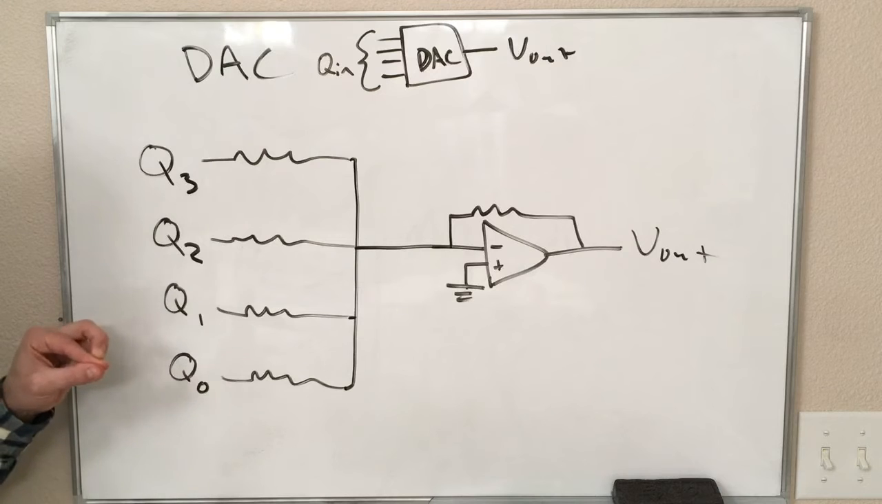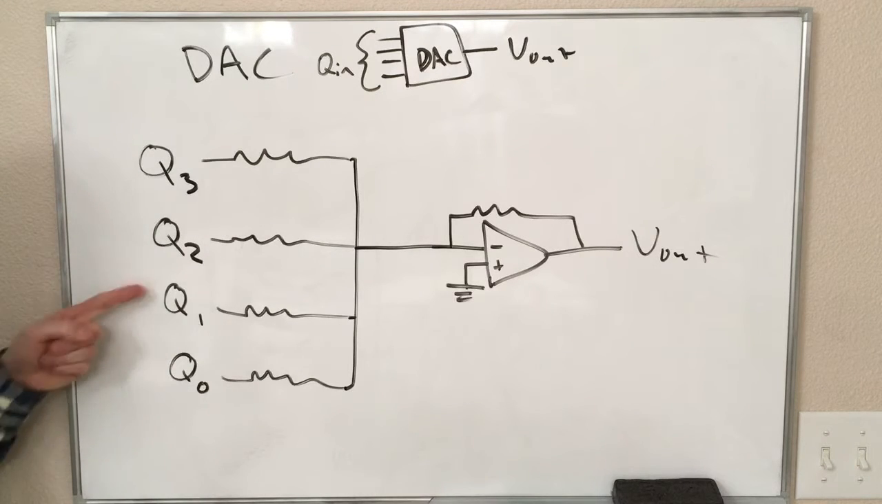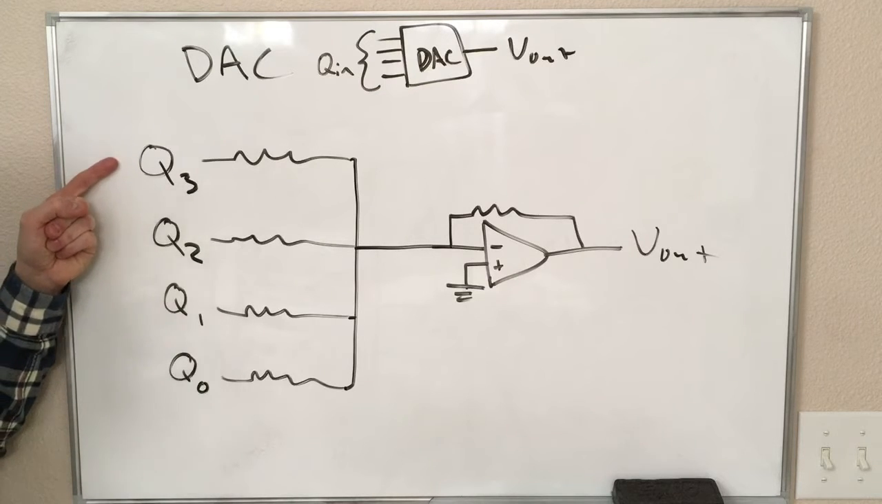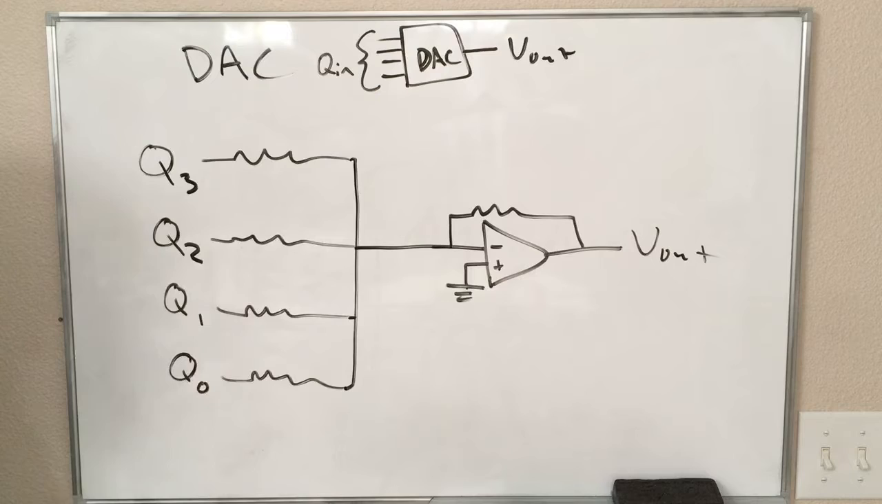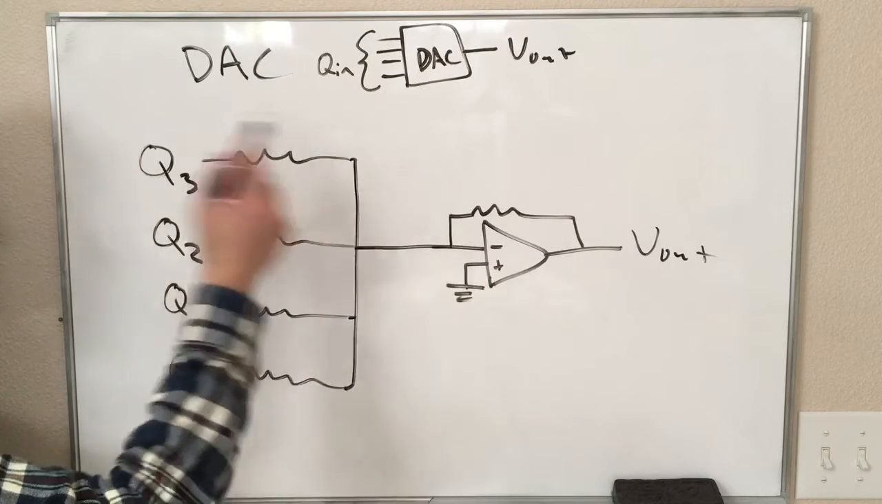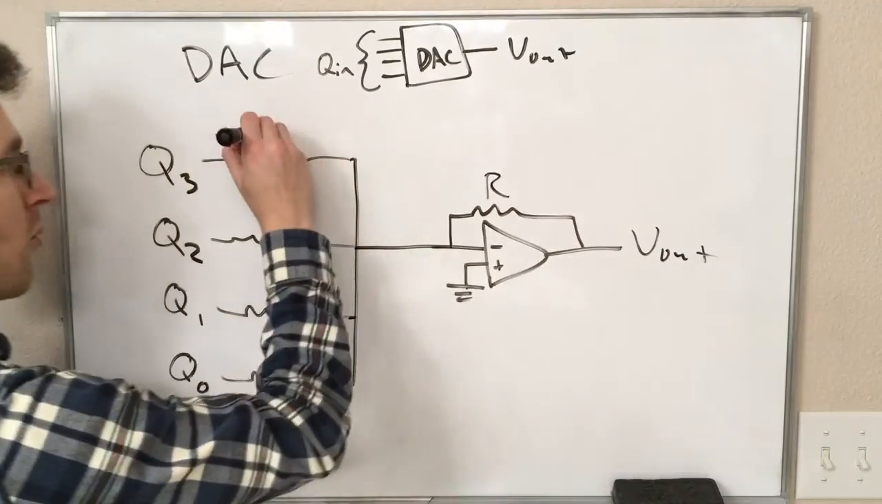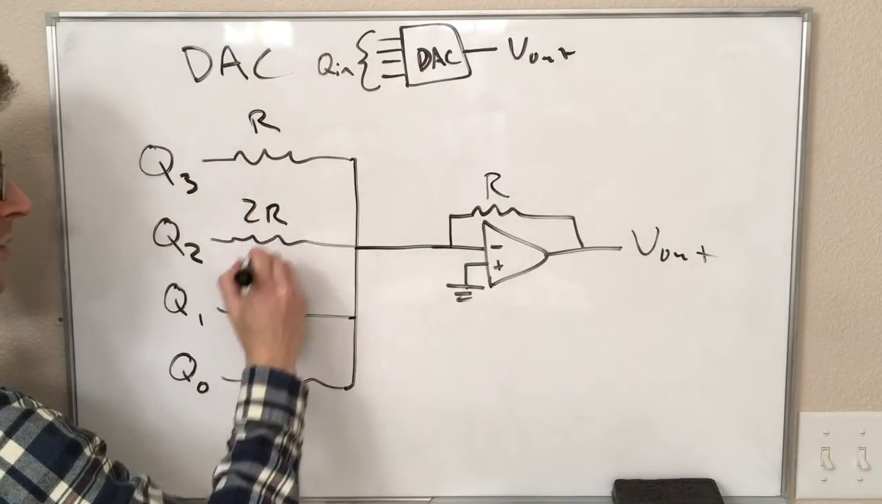So we know that when we are talking about these as binary digits, they have different values, right? 1's place, 2's place, 4's place, 8's place. So if we pick the right values for these resistors, we can make this weighting exactly right to give us an output that is linearly proportional to this number. So the way that works is like this.